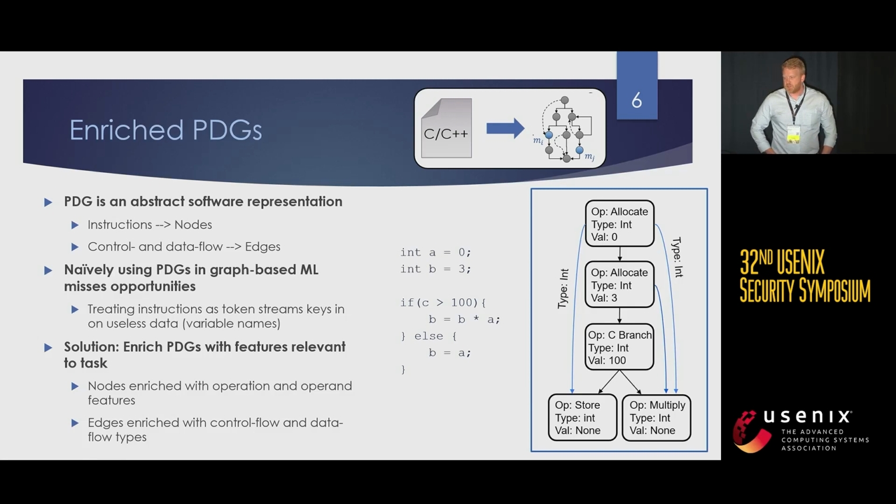For example, if you take a look on the right side of the screen, you'll see a sample PDG corresponding to this very short snippet of code. Each individual node has features embedded within it that designate a discrete operation for that instruction, data types operated on, static values, and many others. You'll also notice that the edges, depicted in blue, which are data flow edges, are also embedded with feature information about the types of data they carry forward throughout the program.